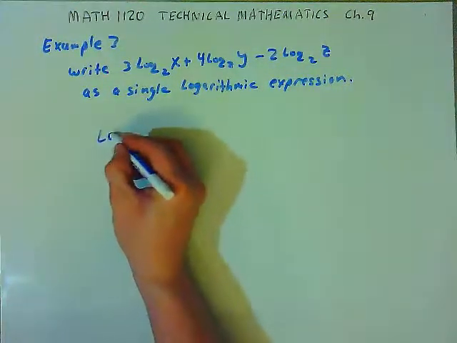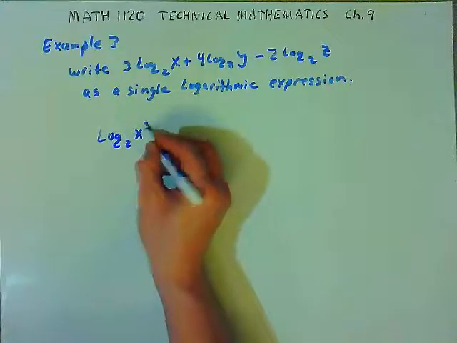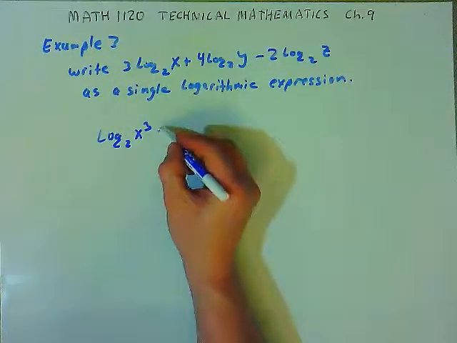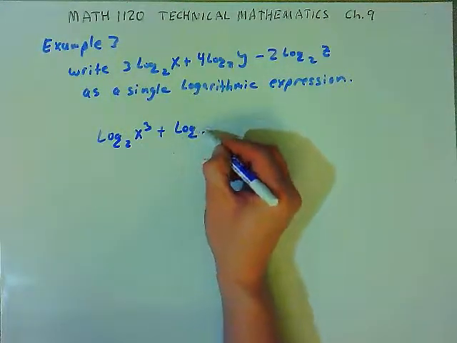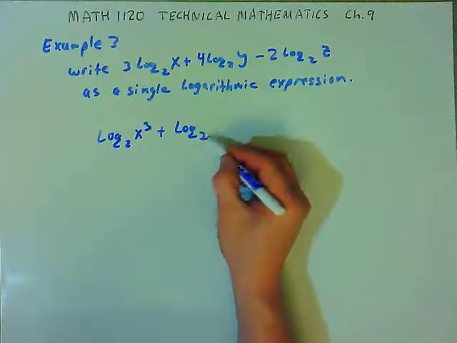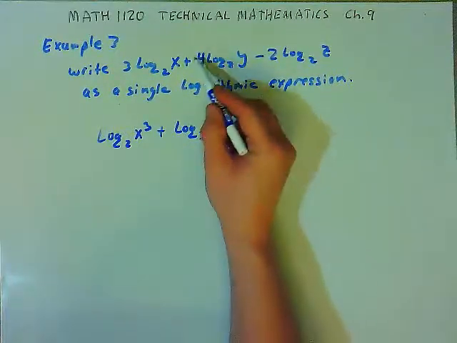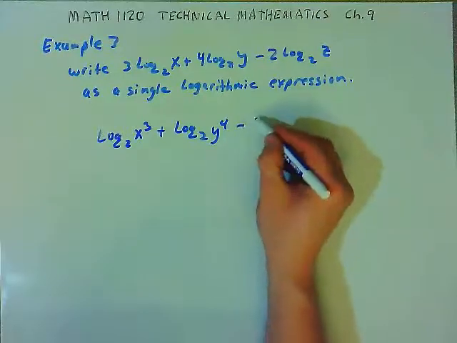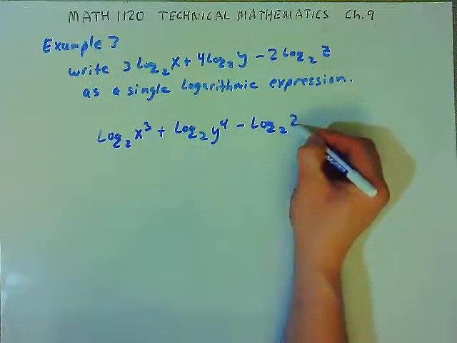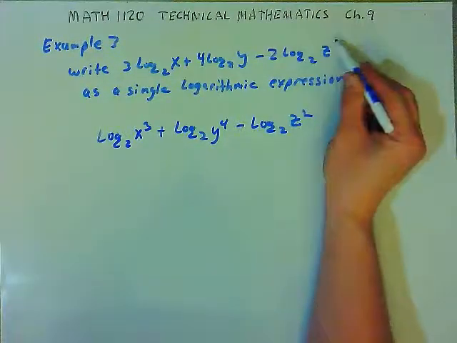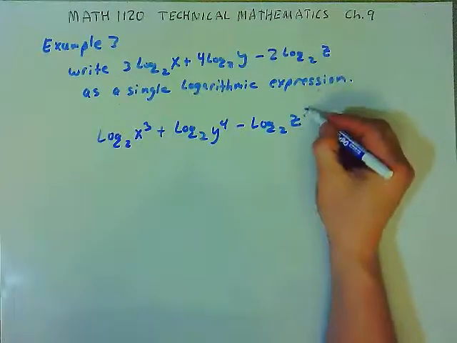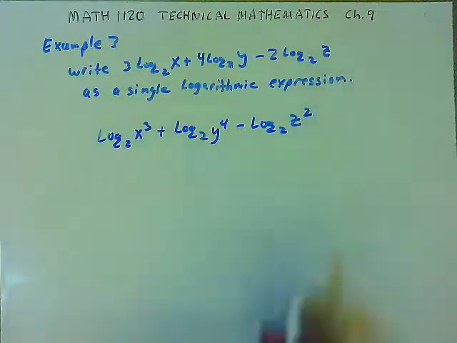So this is going to become log base 2 of x to the 3rd, right? The 3 becomes the exponent, plus log base 2 of y to the 4th, the 4 becomes the exponent, minus log base 2 of z squared. Again, the multiplier becomes the exponent.